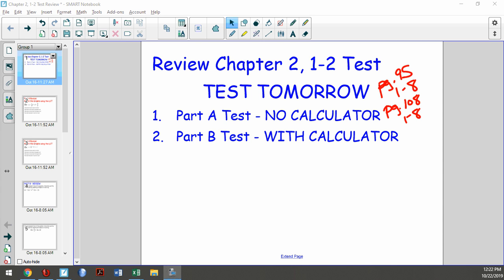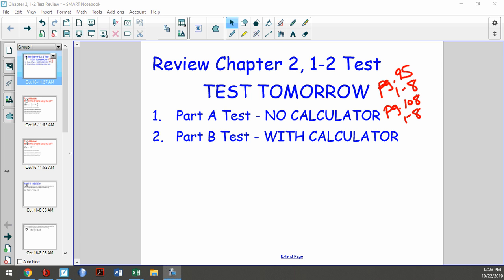Okay, chapter 2, 1 through 2 test review. On page 95, that's the page where I want you on first, you will have a part A test over page 95, problems 1 through 8. And you will not have a calculator on this. Part A test is without a calculator.